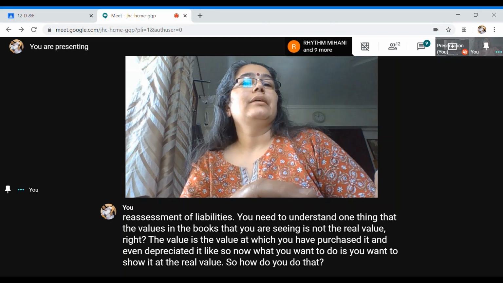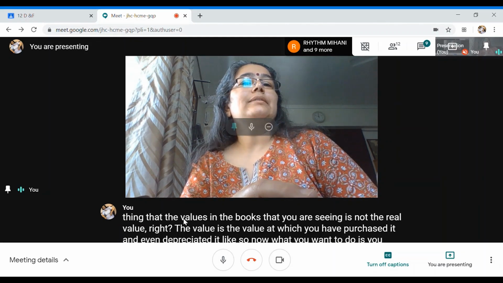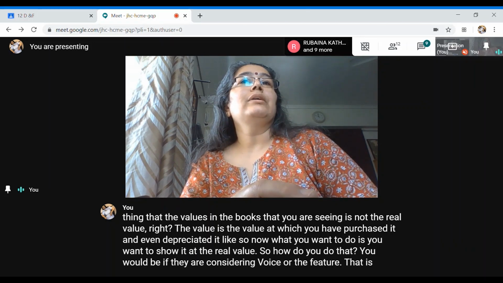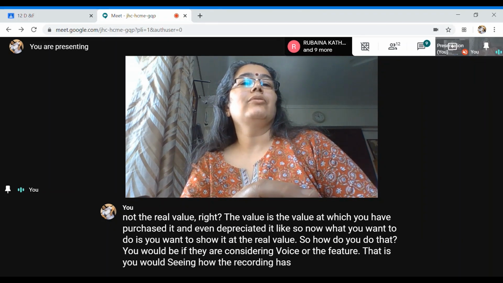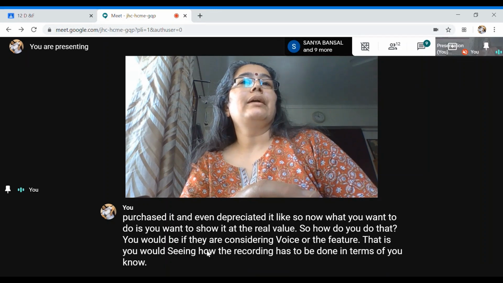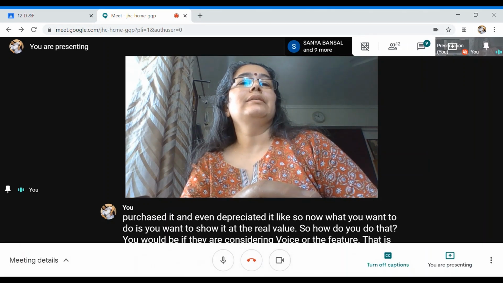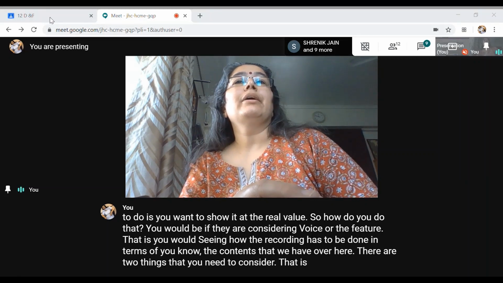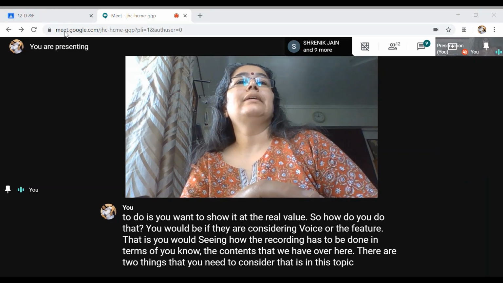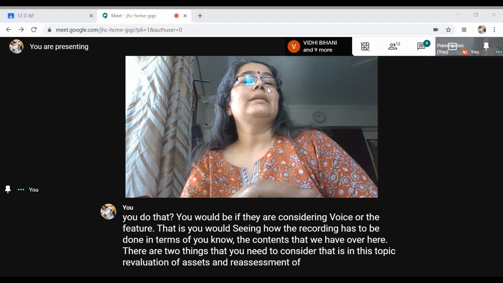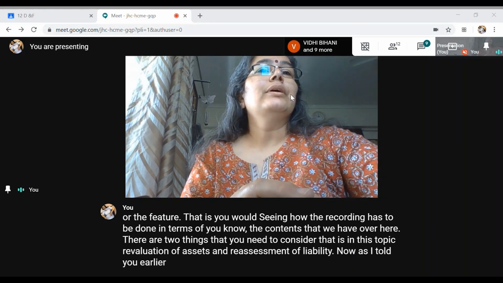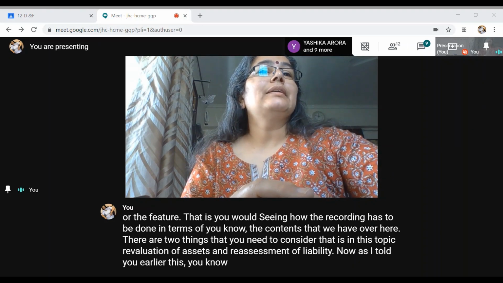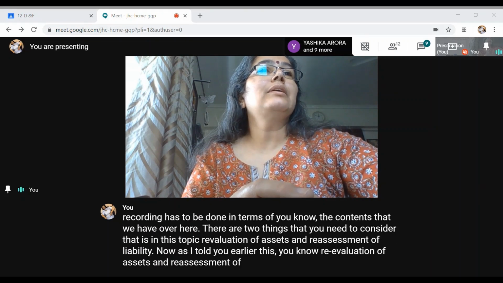You would be seeing how the recording has to be done in terms of the contents that we have over here. There are two things that you need to consider, that is this topic, revaluation of assets and reassessment of liabilities. Now as I told you earlier, this revaluation of assets and reassessment of liabilities is done in all the three situations.